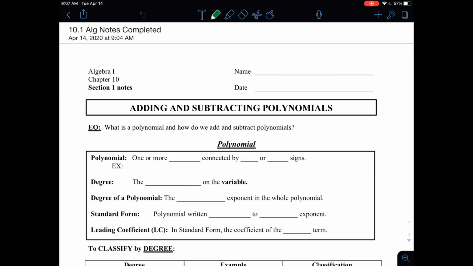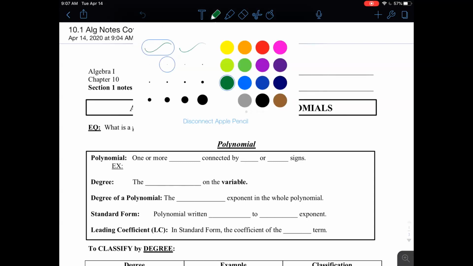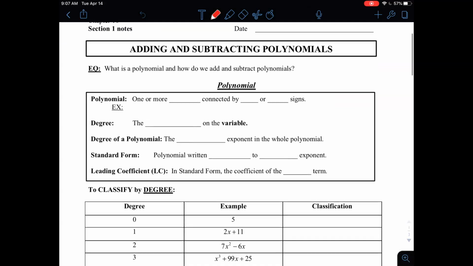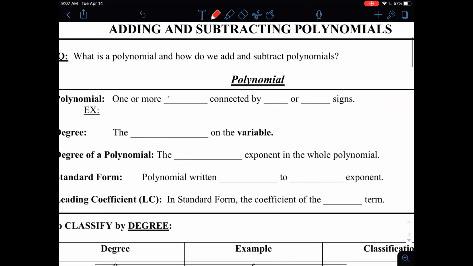All right, well, a polynomial is... use red here. One or more terms. One or more what? One or more terms connected by plus or minus signs. By what?